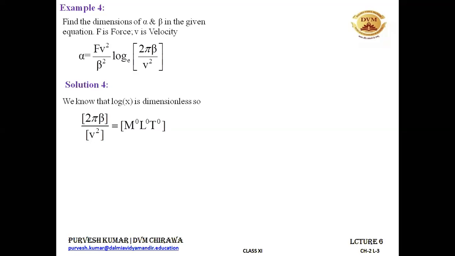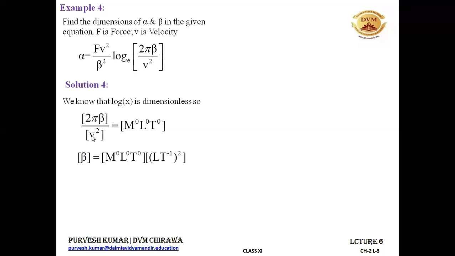Now, 2 pi is a numerical constant. It does not have any dimensions. So we can write the dimensions for beta equal to M0 L0 T0, and then we cross multiply by v square after writing its dimensions. The dimensions for velocity are L T to the power minus 1, and here we have to write the square of it, because v square is involved in the equation.